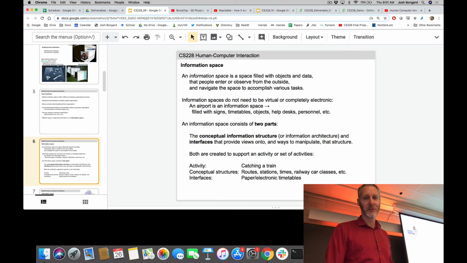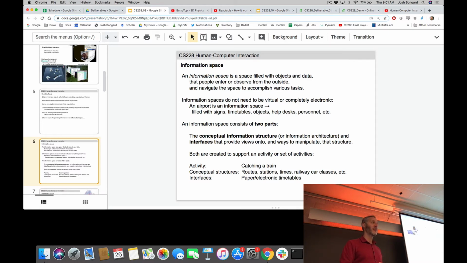So let's talk about information spaces themselves. They are not that non-intuitive. They're pretty straightforward. An information space is some sort of space filled with objects and data. People are usually observing that space from the outside, but they may also be able to enter, literally or metaphorically, that information space and then navigate inside it to carry out various tasks. Of course, an information space doesn't have to be virtual. There's a lot of interesting physical information spaces you can think of.